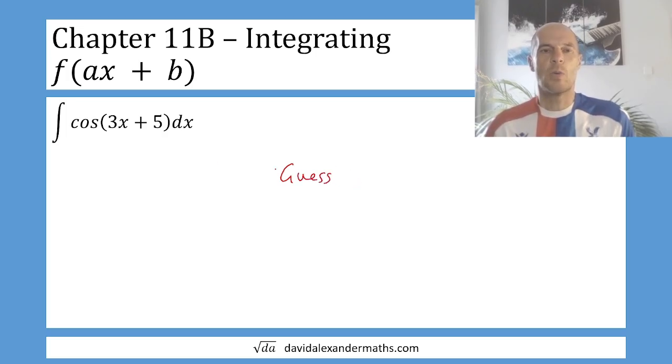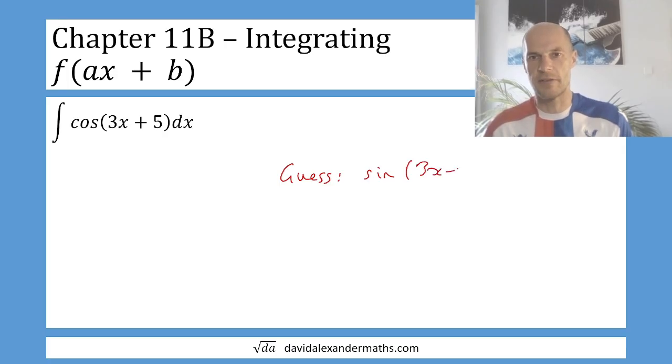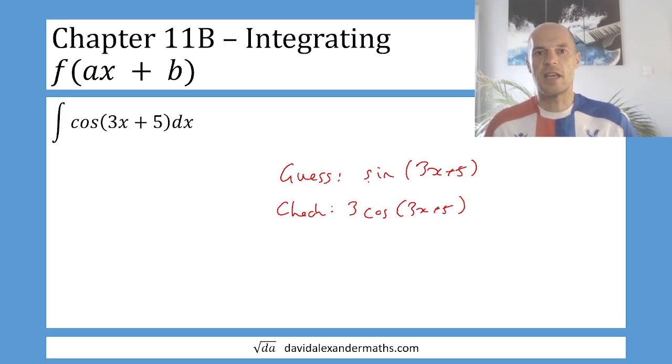Now, we know, or hopefully we know, that sine differentiates to cos, so the integral of cos is sine. So I'm going to guess that the integral of all of this is sin(3x + 5). Now what I'm going to do is perform a check. Sine goes to cos, so it's going to be cos(3x + 5) multiplied by the derivative of what is in the brackets. Now the derivative of 3x + 5 is 3. So if I differentiate sin(3x + 5), I get 3cos(3x + 5).